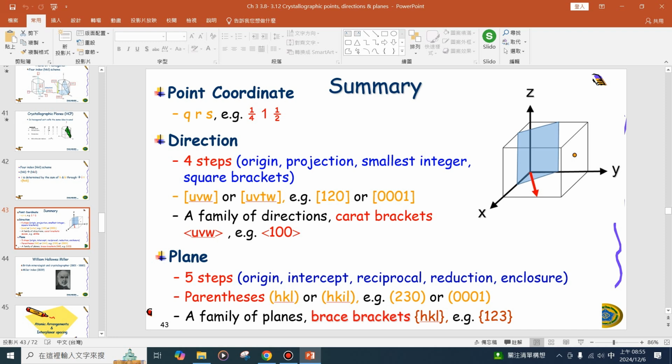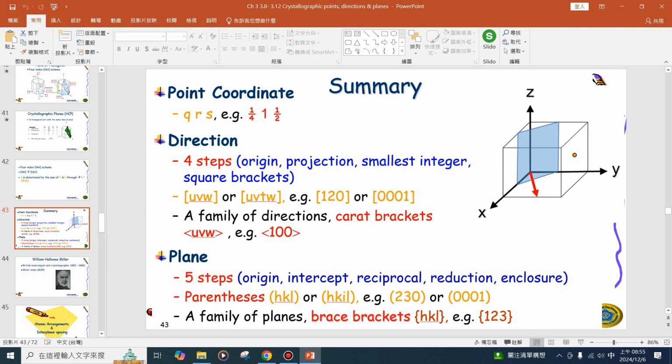And of course, you can have 4 numbers, which represent a hexagonal structure. So you can write parentheses 2, 3, 0, or parentheses 1, 0, 0, 1. And of course, this plane has a family. So for a family of planes, we use curly brackets like this. Curly bracket HKL curly bracket, like curly bracket 1, 2, 3 curly bracket.